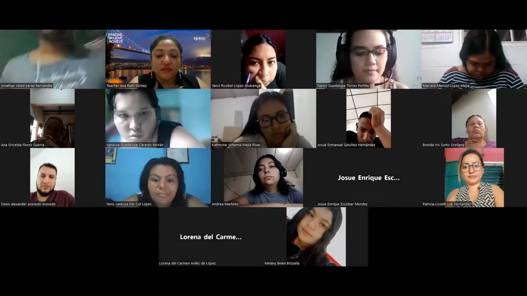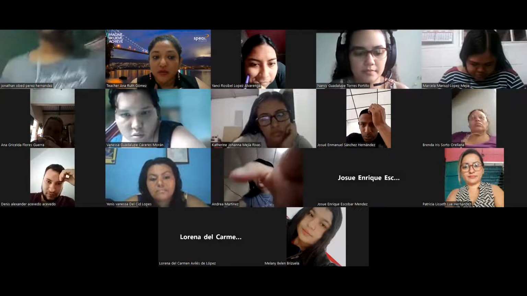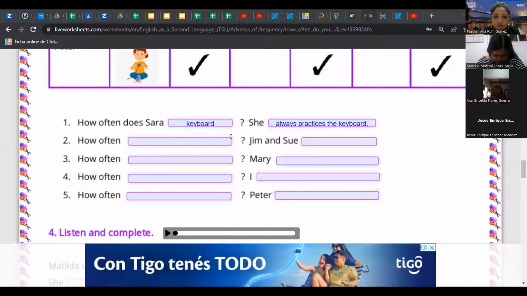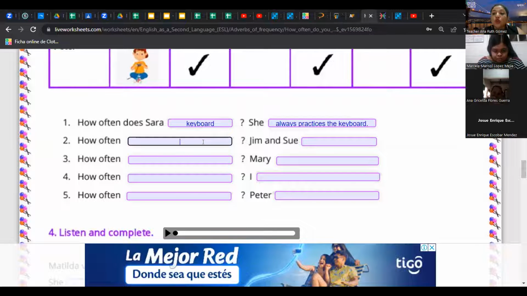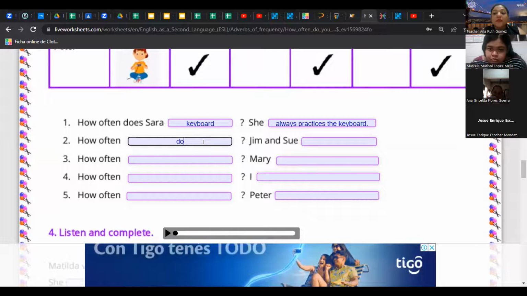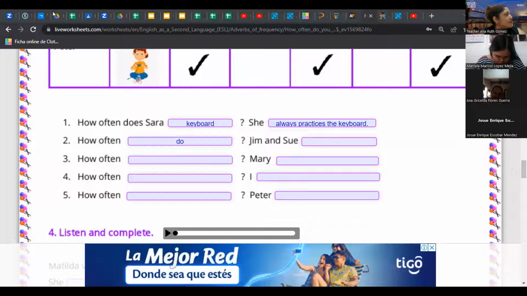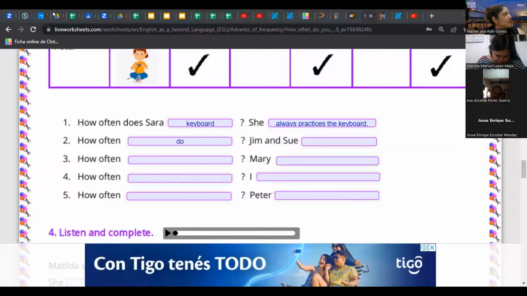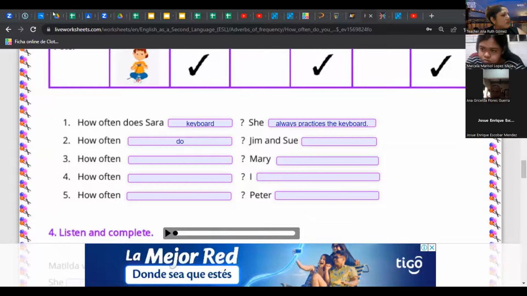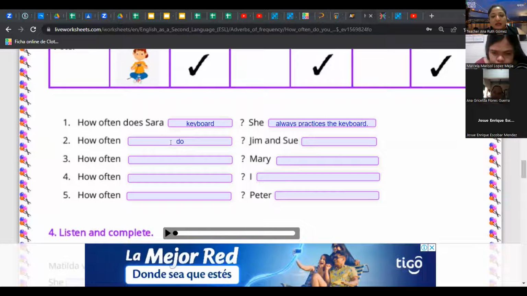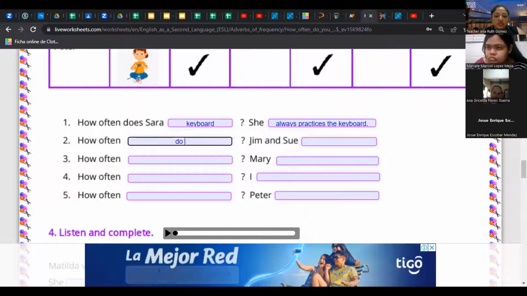Y number 2. Sorry. Es que, bueno, en lo que nosotros nos habíamos confundido es cabal en lo de Jim y en su, ese, do craft. No hallábamos la forma estructurada. Do. Because remember, does is for he, she, it, and do is for I, you, we, they. And in this case, Jim and Sue is plural, they. So how often do Jim and Sue?